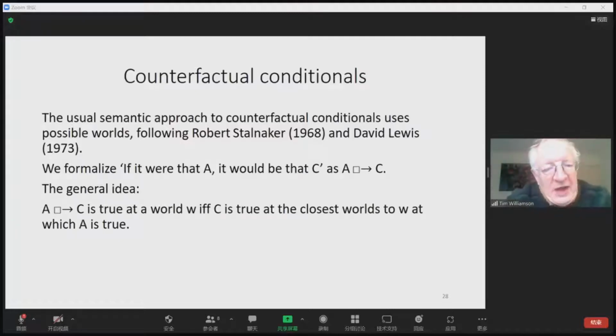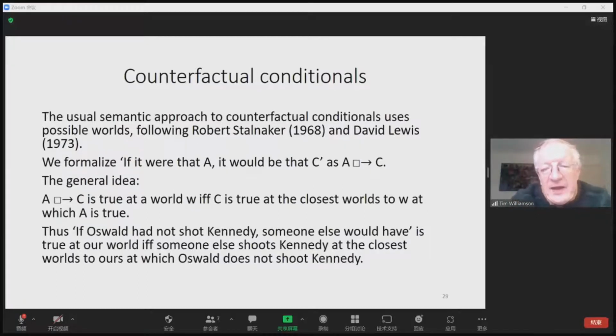The general idea which Stalnaker and Lewis have is that the counterfactual conditional, if A were the case, then C would be the case, is true at a world W if and only if C is true at the closest worlds to W at which A is true. So typically we'll be considering a world W where A is not true, but then we look at the worlds which are, in some sense to be explained, the closest to it where A is true, and then we ask, well, is C true at those worlds? So the sentence 2 that we were looking at, if Oswald had not shot Kennedy, someone else would have, is true at our world, the actual world, if and only if someone else shoots Kennedy at the closest world to ours at which Oswald does not shoot Kennedy.